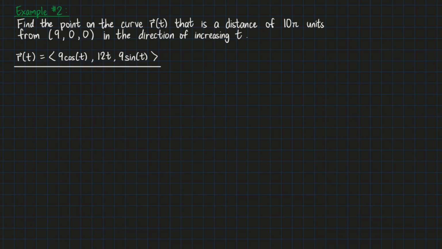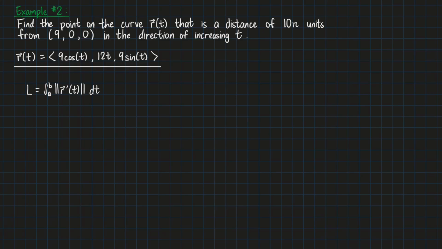Example 2. Find the point on the curve r of t that is a distance of 10 pi units from (9, 0, 0) in the direction of increasing t, where r of t is given as 9 cosine t, 12t, 9 sine of t. Let's start with our arc length formula again.